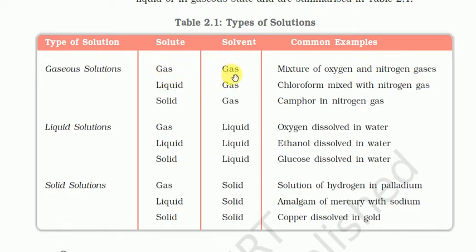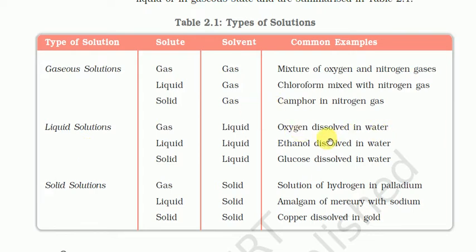When the gas mixes with the gas, a mixture of oxygen and nitrogen gases is there. Liquid mixes with the gas, chloroform mixes with the nitrogen gas. Where the solid and gases are mixed, camphor in nitrogen is one of the examples. And here the liquid solution, when the gas and a liquid are mixed, oxygen dissolves in the water.